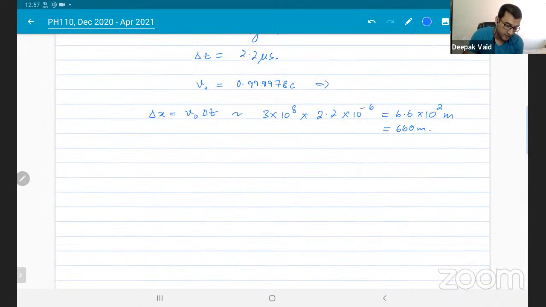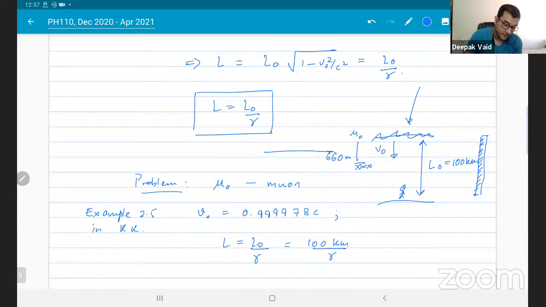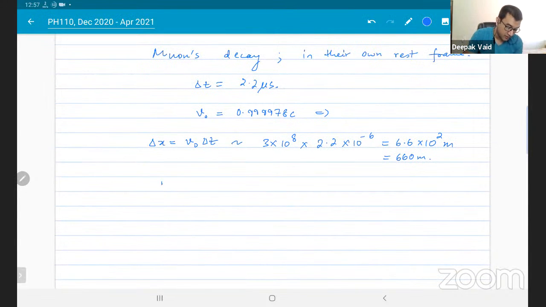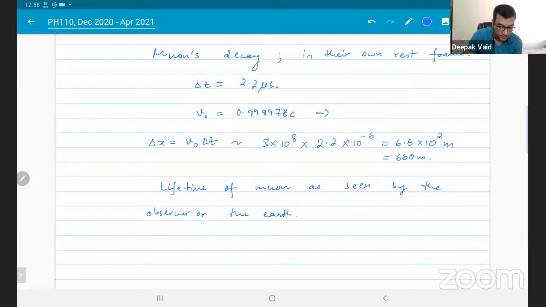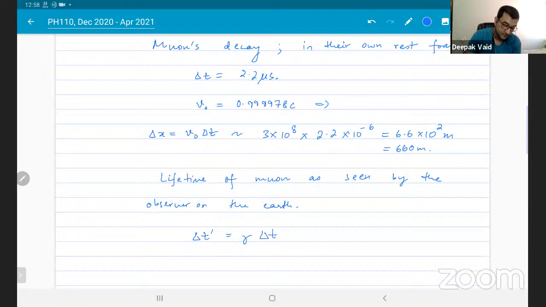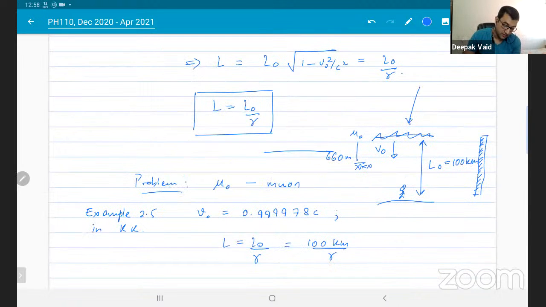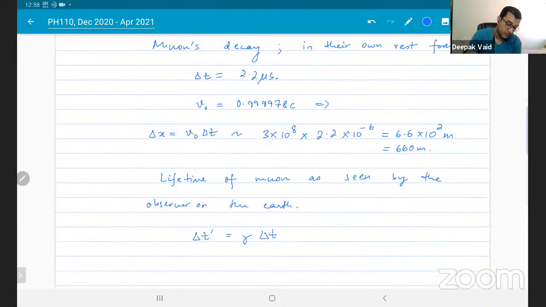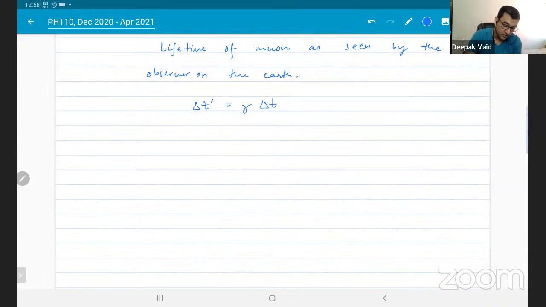And the other way to see it is in terms of time dilation. In terms of time dilation, what happens? The muon's lifetime is delta T, but this is in the rest frame of the muon. So what is the lifetime of the muon as seen by the observer on the Earth? As seen by this observer, delta T prime is equal to gamma delta T, right? And gamma again is some very large number. It's more than 100, right? So this is greater than 100 times delta T.